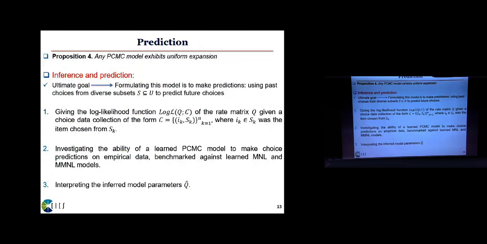In the inference and prediction part, our ultimate goal is formulating this model to make predictions, using past choices from different subsets to predict future choices. There are three steps in the prediction part: giving the log likelihood function of the rate matrix Q given a choice data collection of the form C, where iK, a member of SK, was the item chosen from SK; investigating the ability of the learned PCMC model to make choice predictions on empirical data, benchmarked against learned MNL and mixed MNL; and then interpreting the inferred model parameters Q hat.